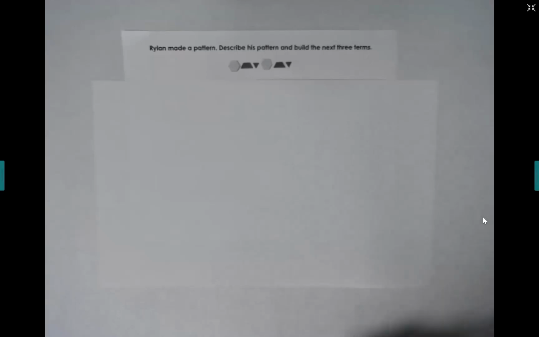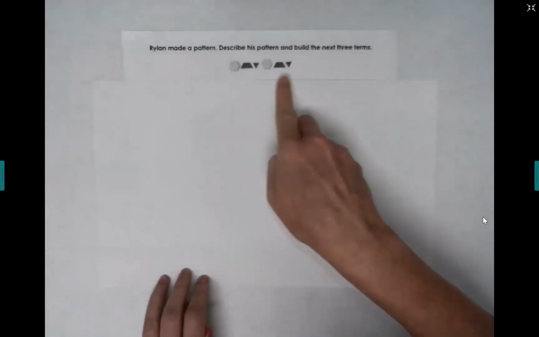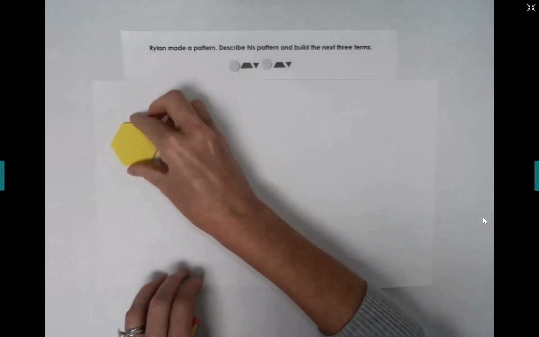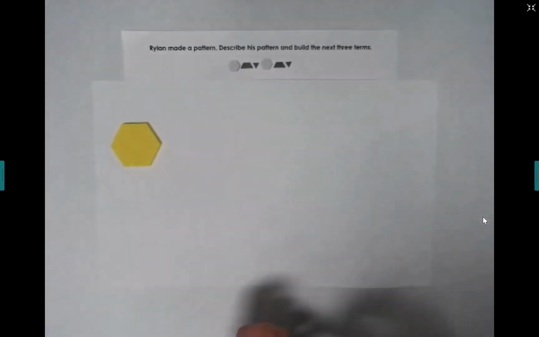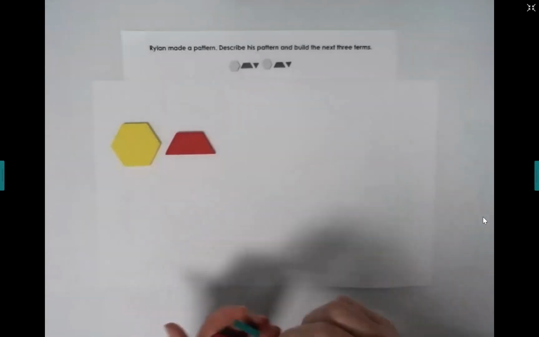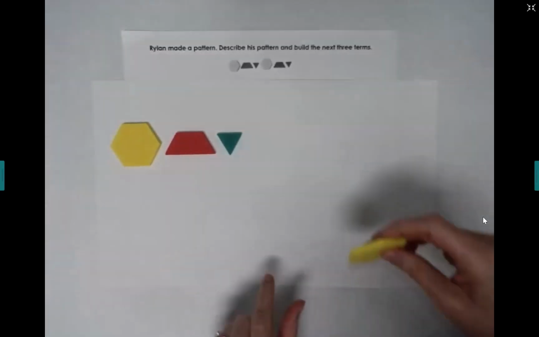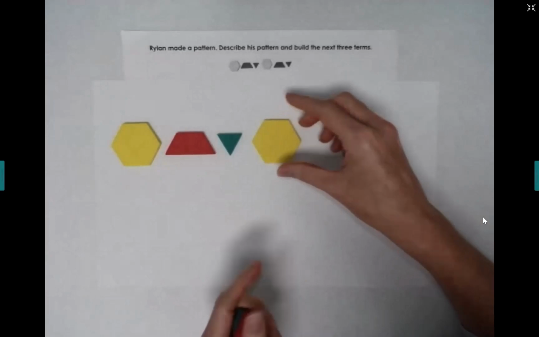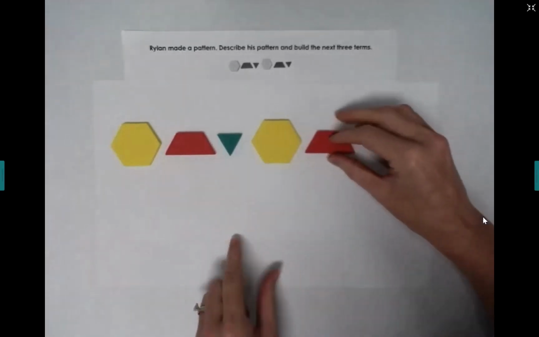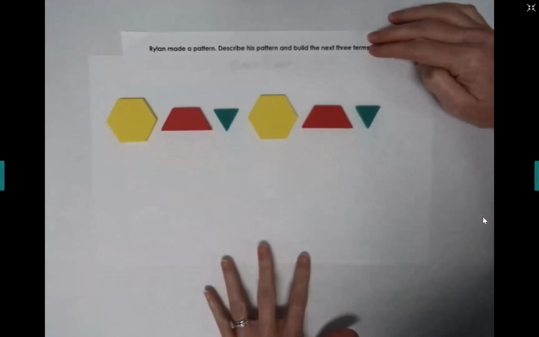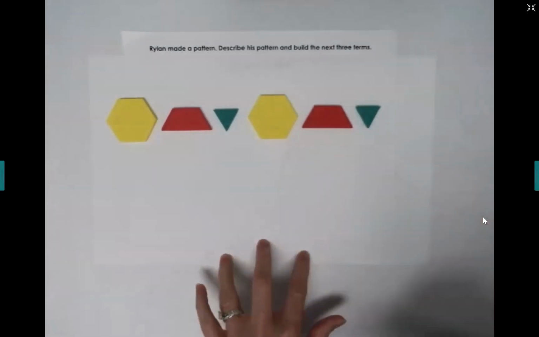Okay, so I have some concrete pattern blocks to match this image we're seeing here of the pattern that Rylan made. So I'm going to go ahead and build Rylan's pattern with the pattern blocks. Okay, make sure I match it exactly to what I see in the image. Right, and then I'll just scoot this up here so that we're just looking at our concrete manipulatives.